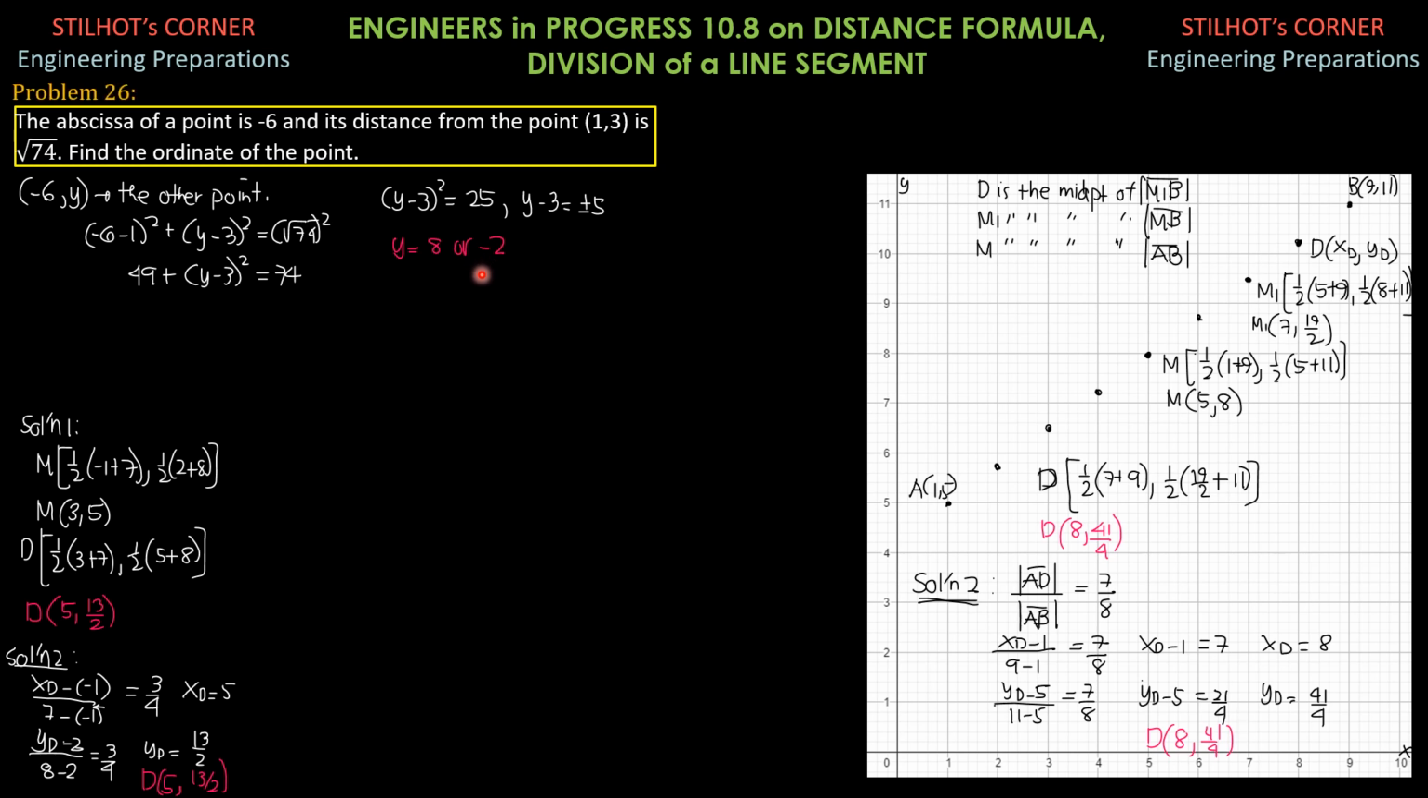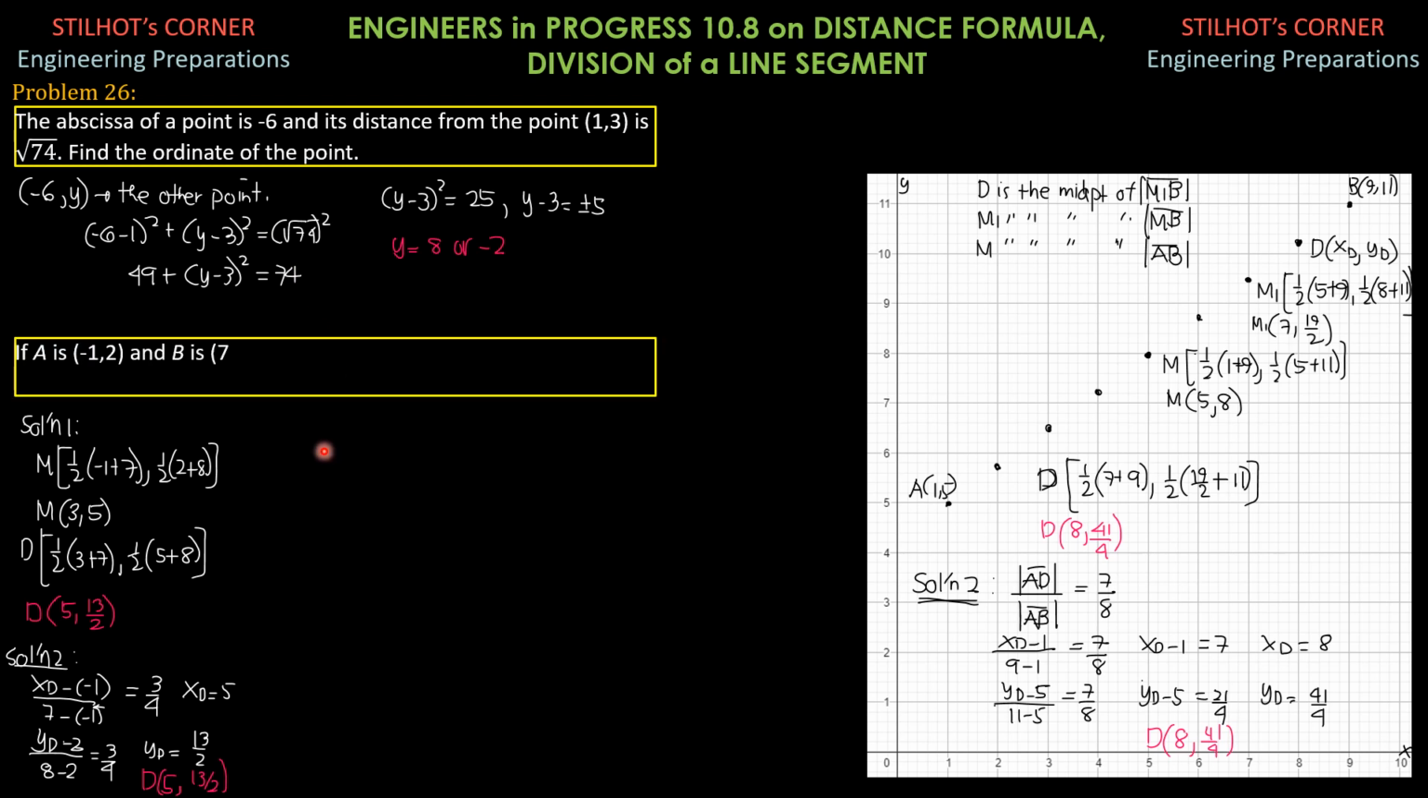Then that's problem 26. For problem 27, if A is at (-1, 2) and B is at (7, 8), find a point that is 3/4 of the way from A to B.